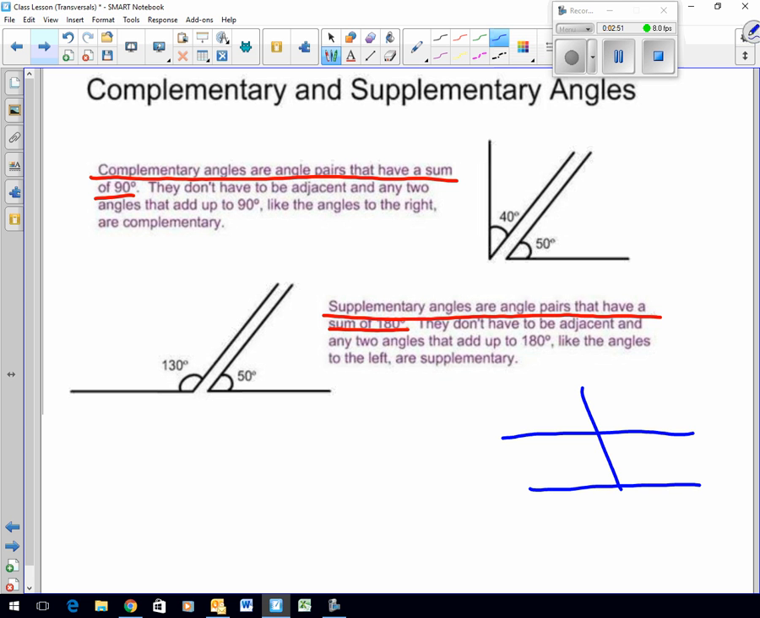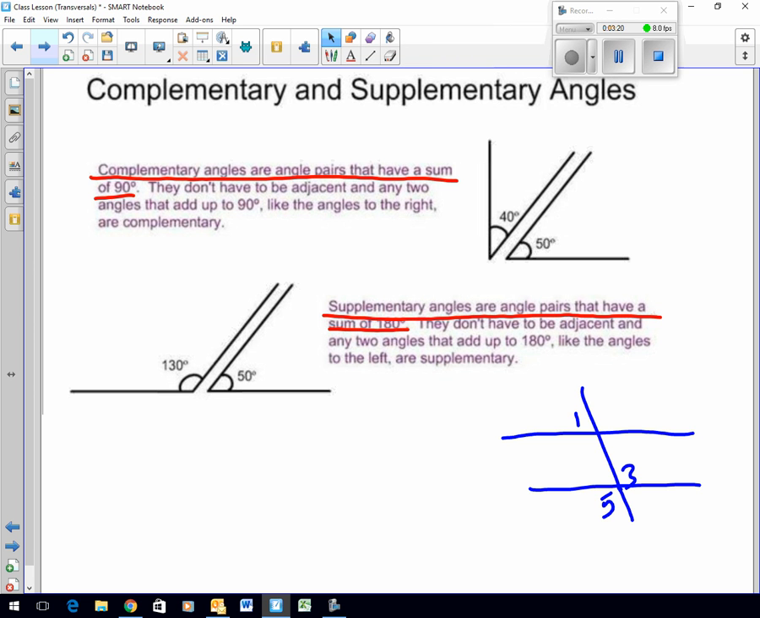I'm going to show you how angles 1 and 3 are going to be supplementary to each other. How about that? I'm going to show you how 1 and 5 are going to end up being supplementary to each other. We'll show you how today, okay?